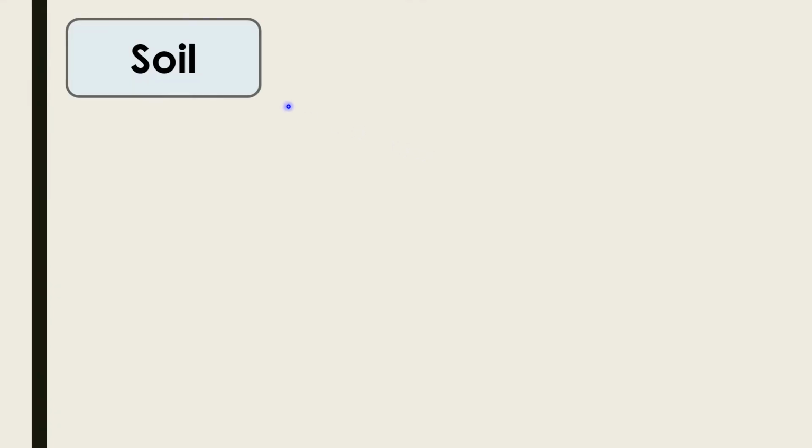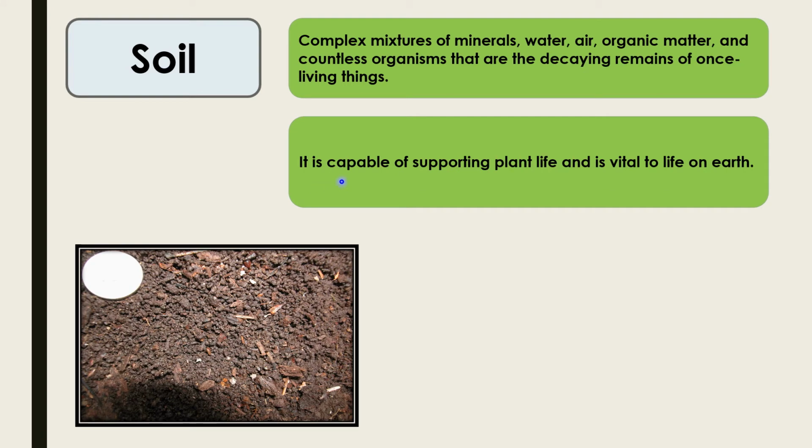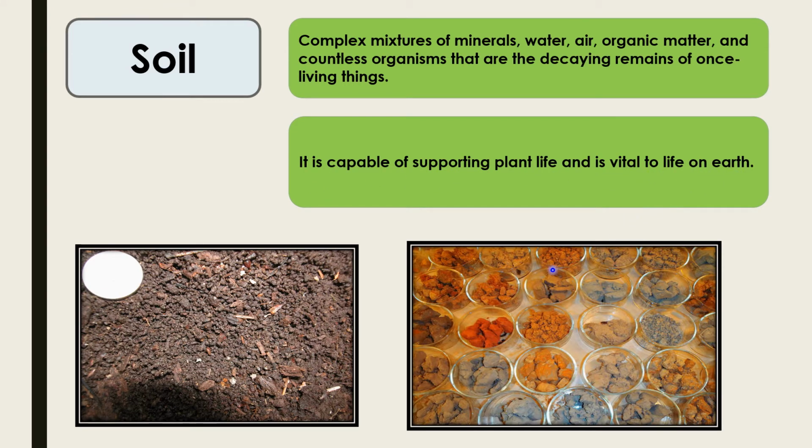So, what is soil? Soil is a complex mixture of minerals, water, air, organic matter, and countless organisms that are decaying remains of once living things. It is capable of supporting plant life and it is vital to life on Earth. So these are the examples of soil.